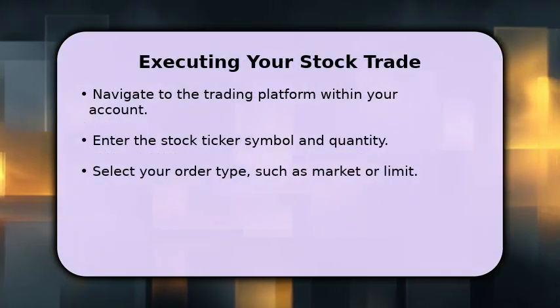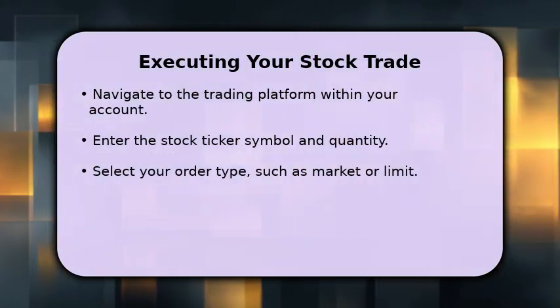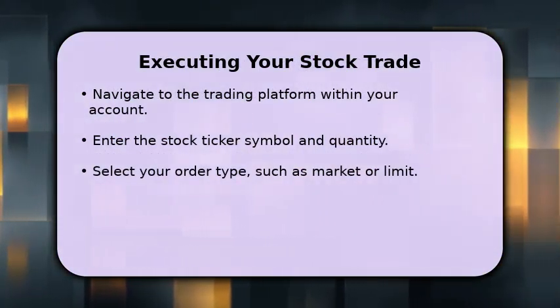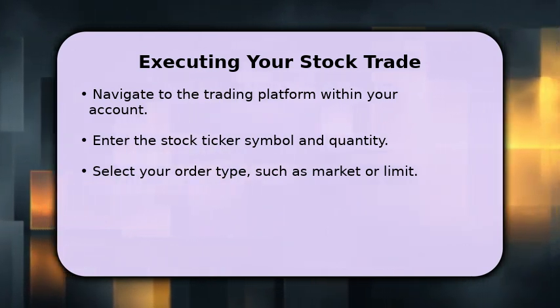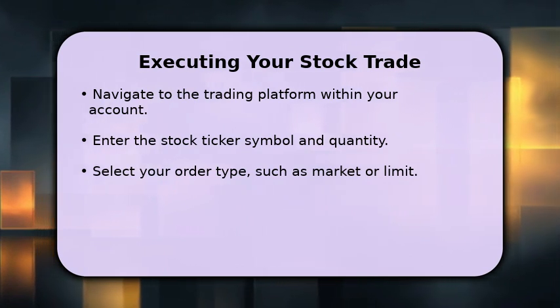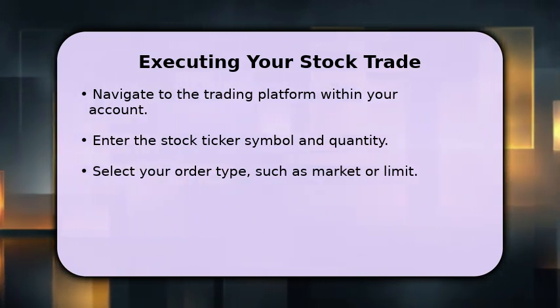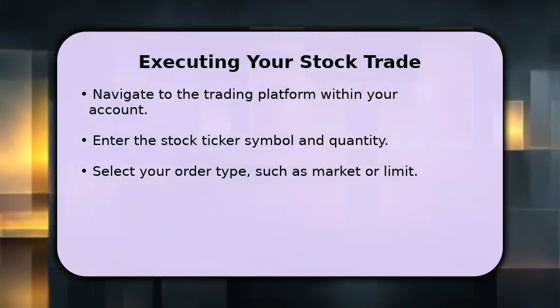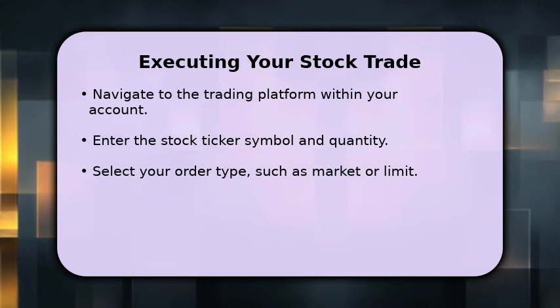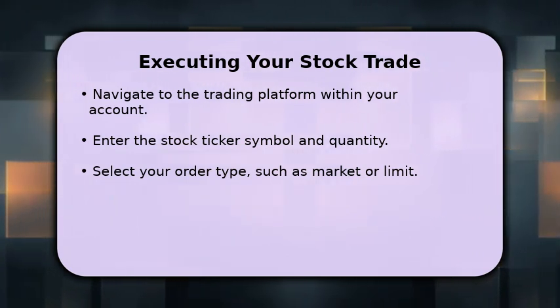Finally, you're ready to place a trade. Navigate to the trading platform within your Vanguard account. Enter the specific stock ticker symbol and the number of shares you wish to buy. You'll then choose your order type, such as a market order for immediate execution or a limit order to specify a maximum purchase price. Review your order and confirm.